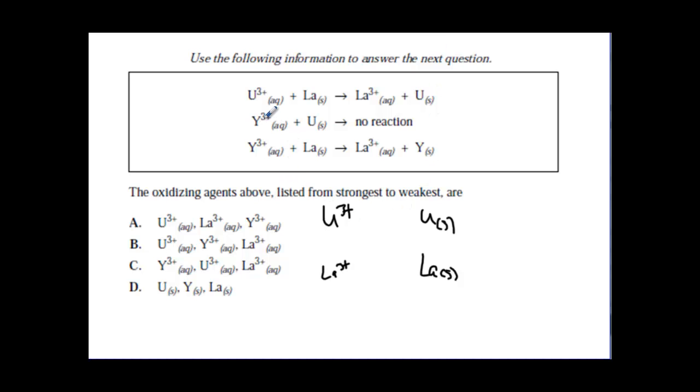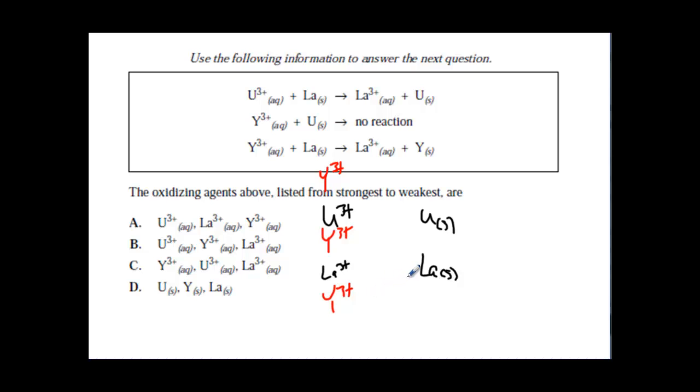Then I look at the next reaction. It says that Y3 plus and U solid do not react with each other. So I'm going to find some places that Y3 plus could go. I'm going to put it in 3 locations. Y3 plus could be either here, or here, or here. And I've got to figure out which locations this is logical in.